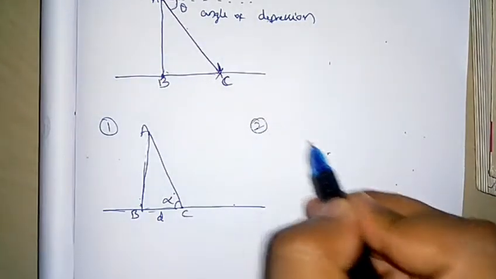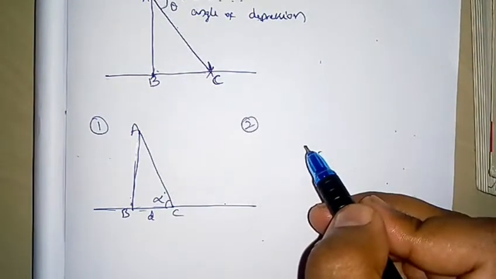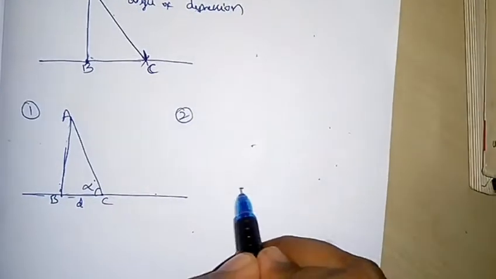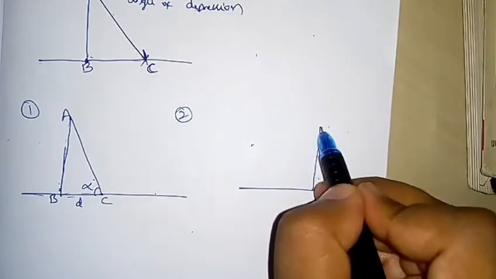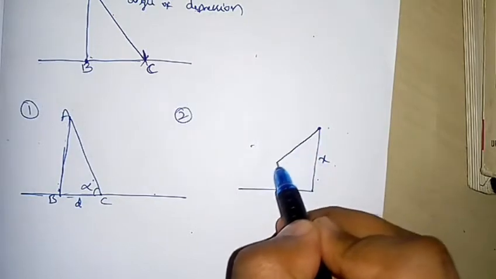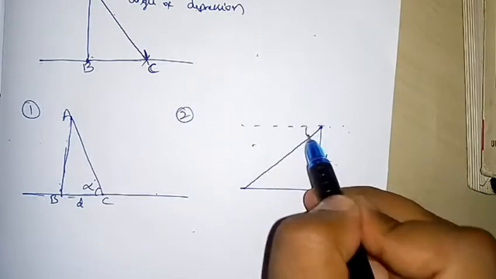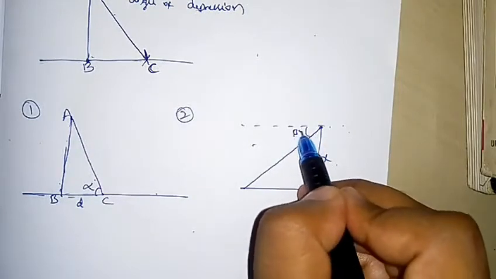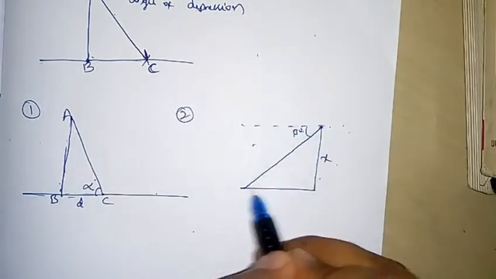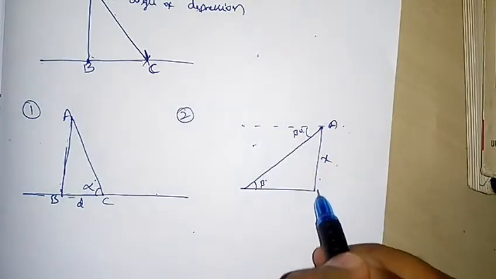Second example: Renki observes a flower on the ground from the balcony of the first floor of a building at an angle of depression beta. The height of the first floor of the building is x meters. Draw the diagram. So she is standing on a building of height x meters, and she is seeing a flower which is making an angle of depression of beta degrees with the horizontal. If these two are parallel lines, if this is beta degrees, this will also be beta. Let this be A, B, C.